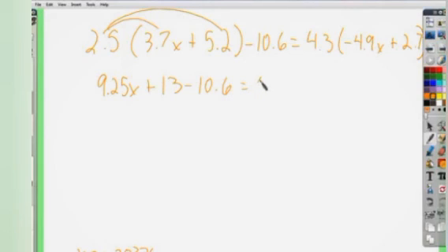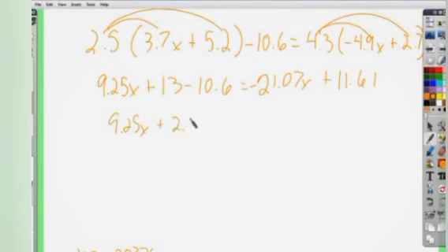4.3 times negative 4.9 is negative 21.07x, and 11.61 distributed to the 2.7. Okay, add these two together, 9.25x plus 2.4.